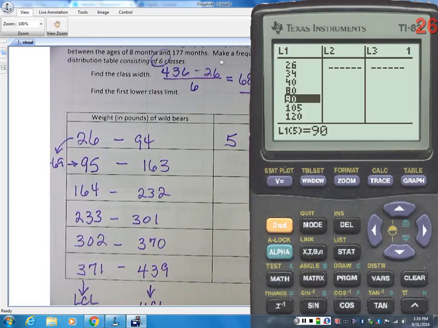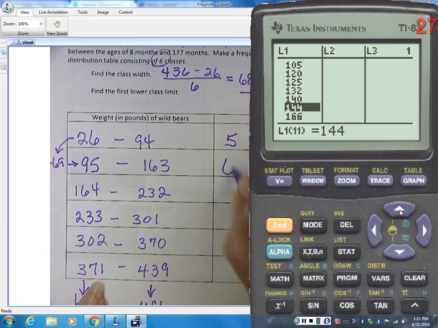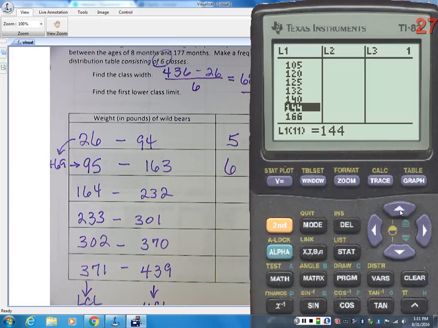So then our next class goes from 95 to 163. So we start counting at 105. 1, 2, 3, 4, 5, 6, 7. Whoops, nope, just 6 because 166 is too big. So we put a 6 in for that frequency. And then we start counting again.